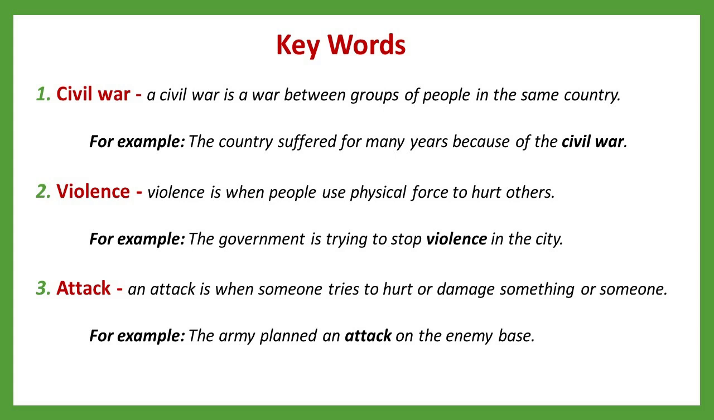I will introduce the first word, civil war. A civil war is a war between groups of people in the same country. For example, the country suffered for many years because of the Civil War. Violence. Violence is when people use physical force to hurt others. For example, the government is trying to stop violence in the city. Attack. An attack is when someone tries to hurt or damage something or someone. For example, the army planned an attack on the enemy base.